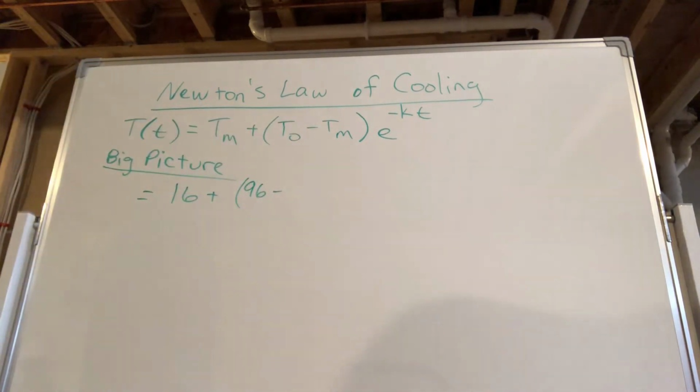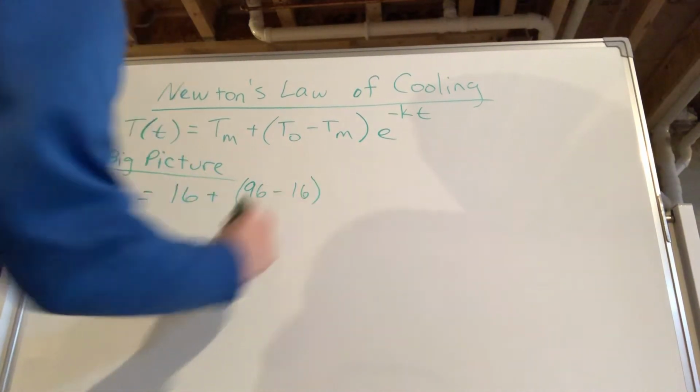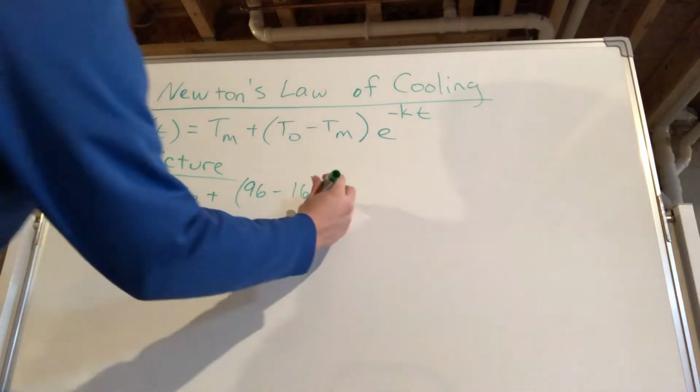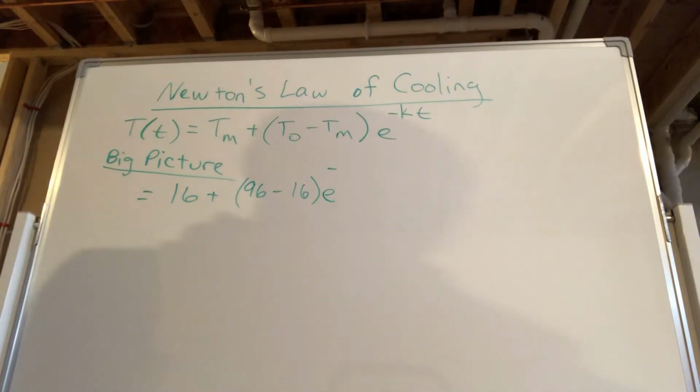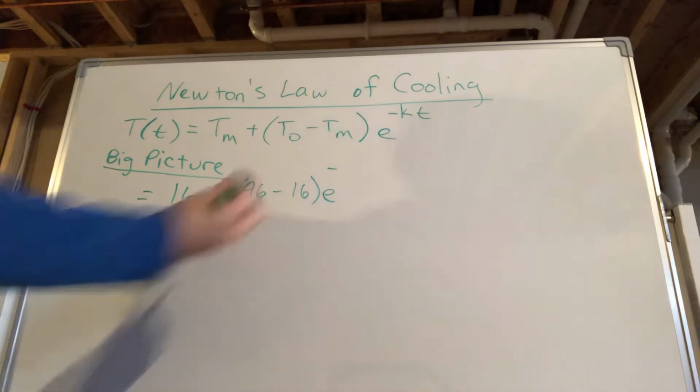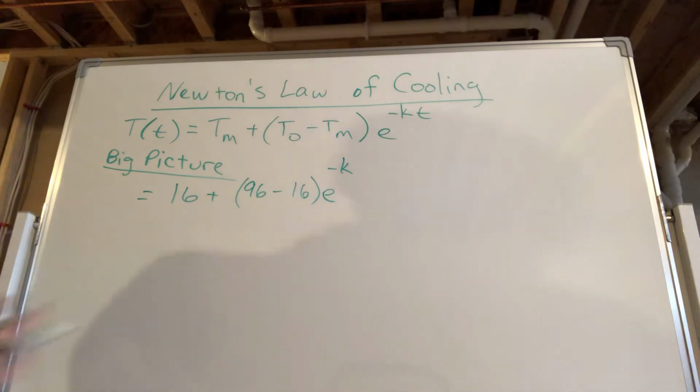Now I need to fill in T sub M again. Well, that's easy. We've already written it. It's 16. And then times e to the negative kt. Well, the question is, do I know k? The answer is no. That's what I'm going to have to find. I have to find k first. And the other thing is, do I know t? Well, if you guys read the question, it says determine when the egg will be 20 degrees Celsius. So I don't know that. I'm trying to figure out t as well.